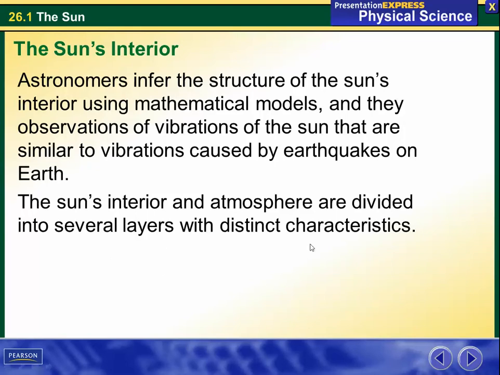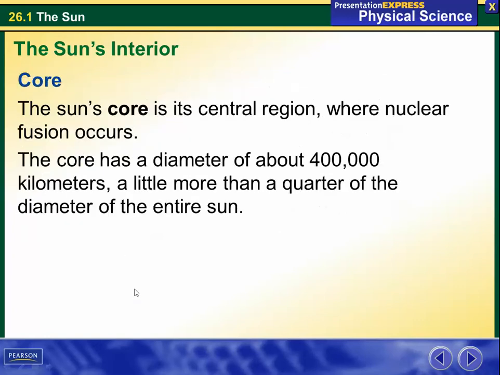The sun's interior and atmosphere are divided into several layers with distinct characteristics. And again, we don't know those characteristics directly. We have to use indirect evidence by observing how different things pass through the layers. So the first section we have is the core, and that is the central region where nuclear fusion occurs, which we talked about a lot in our last video.